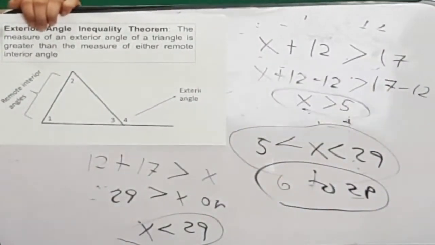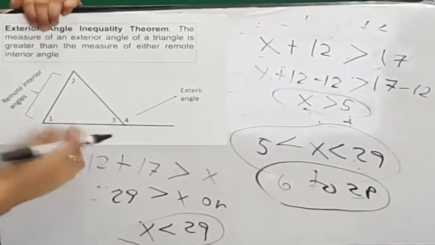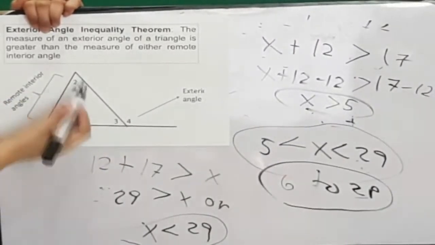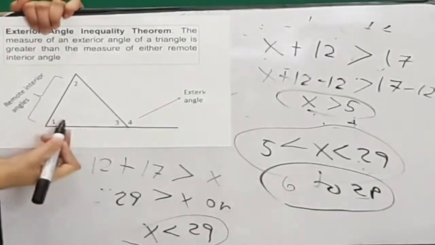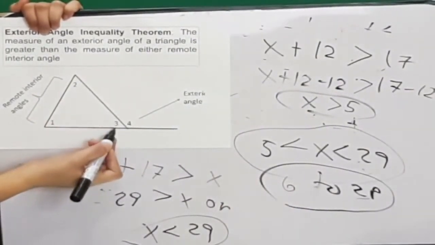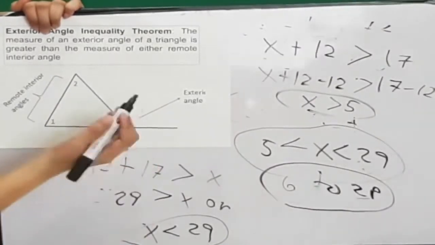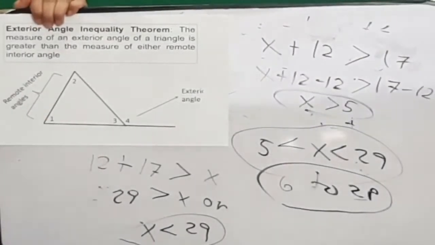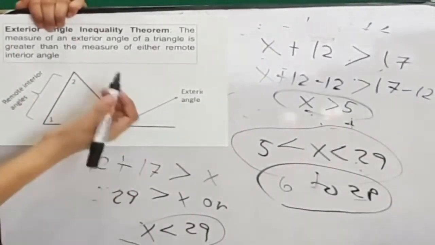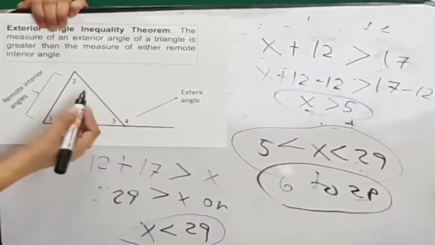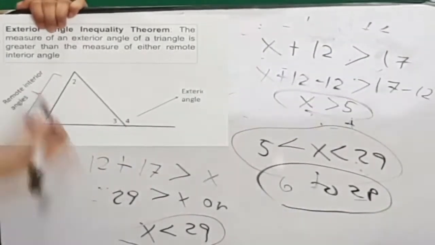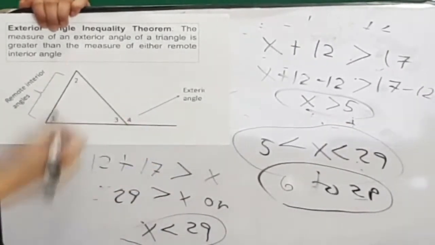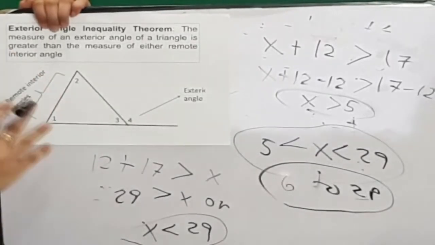As a review, given this figure, our exterior angle here is angle 4, and the remote interior angles are angle 1 and 2. When we say remote interior angles, these are the angles that do not form a linear pair with our exterior angle. So the concept of the exterior angle inequality theorem, class, is this: the exterior angle should be greater than either of the two remote interior angles, and the exterior angle is equal to the sum of the measures of the remote interior angles.